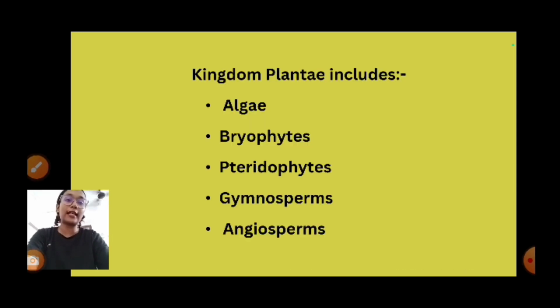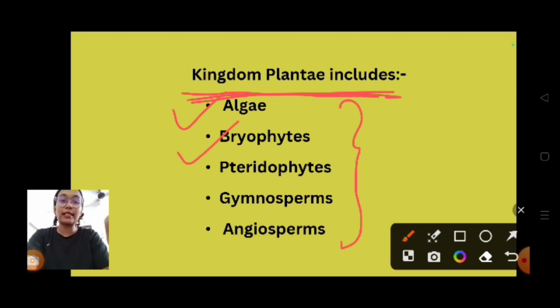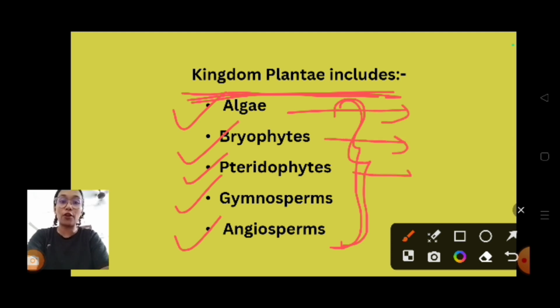Moving on to the next slide. Kingdom Plantae is divided into different groups. The first one is algae, bryophytes, pteridophytes, gymnosperms, angiosperms. The details we will study in chapter 3, the plant kingdom. For now you just have to know what are the five types of plants under kingdom Plantae.